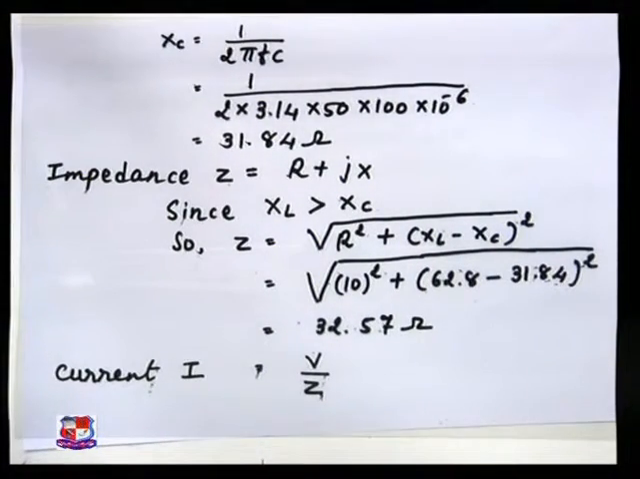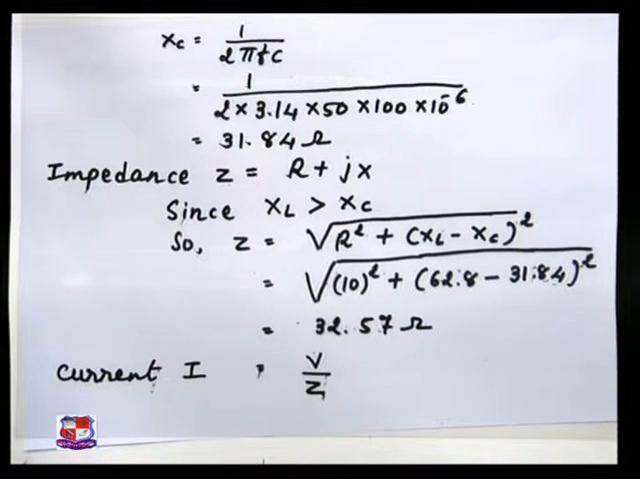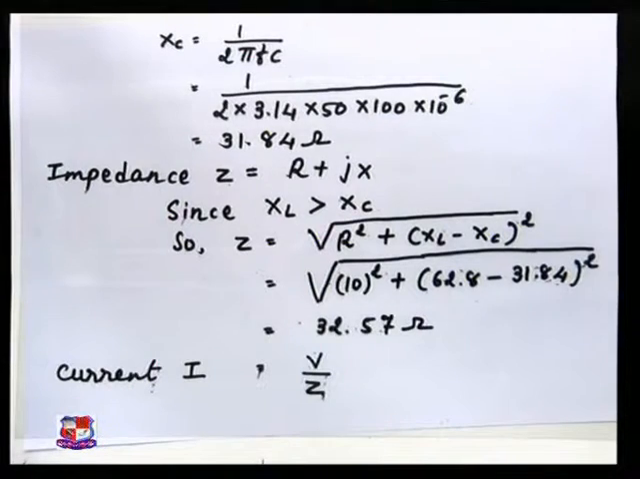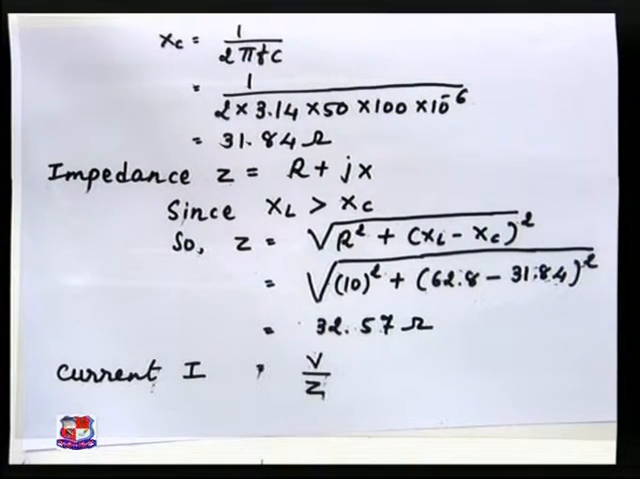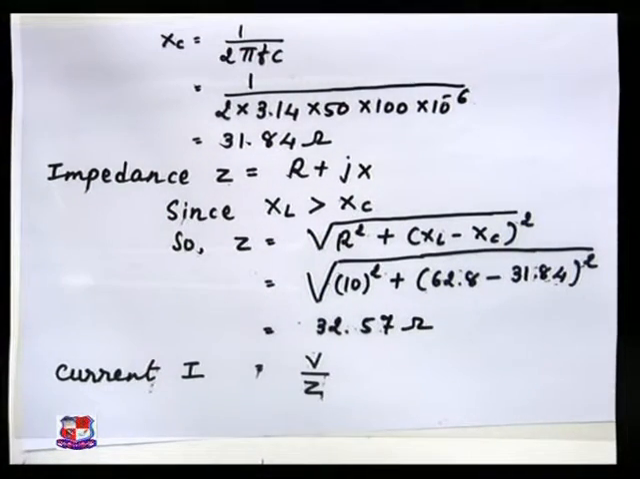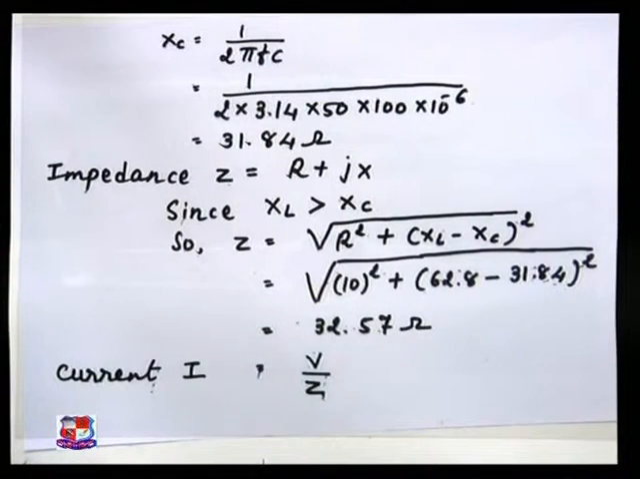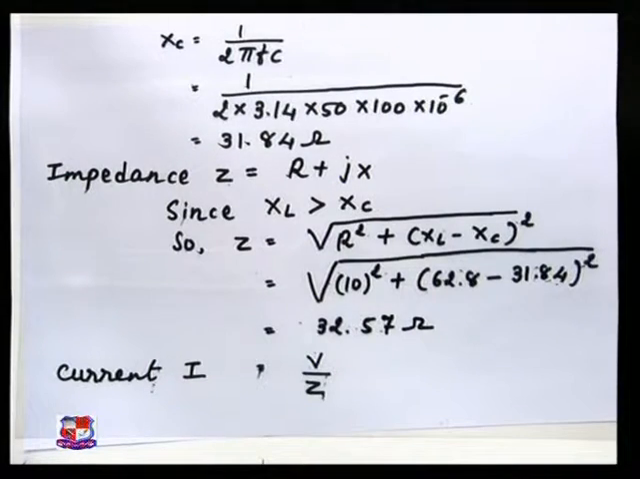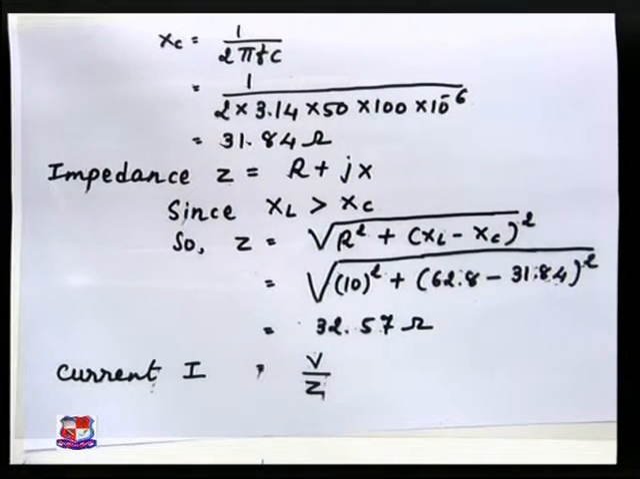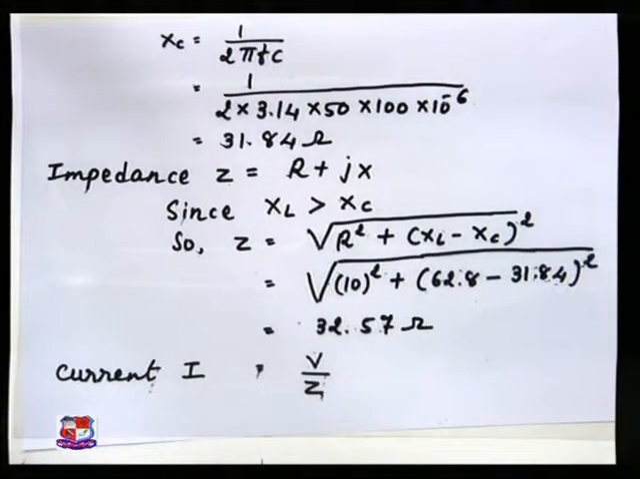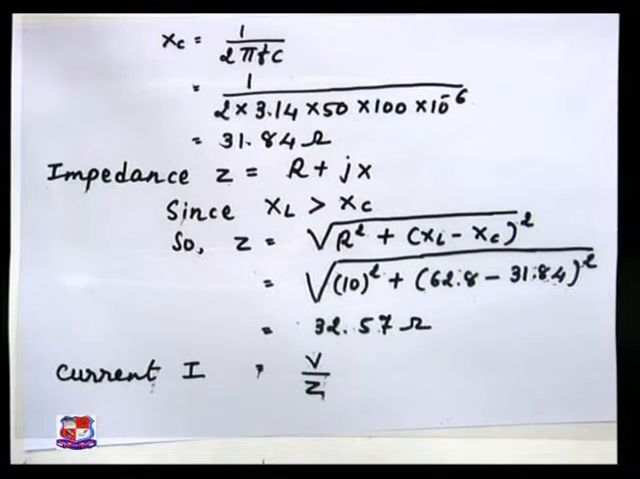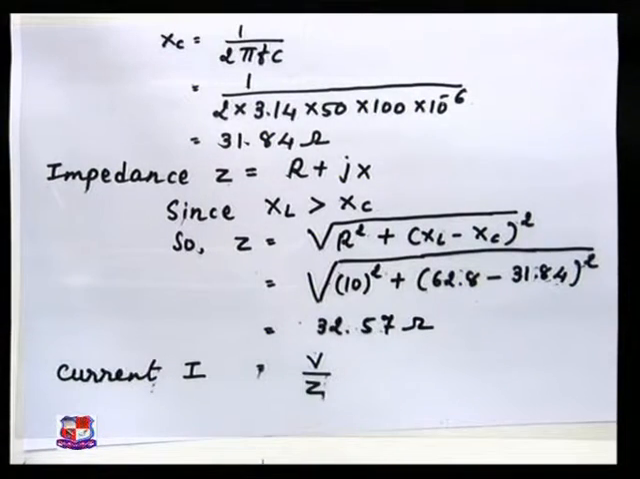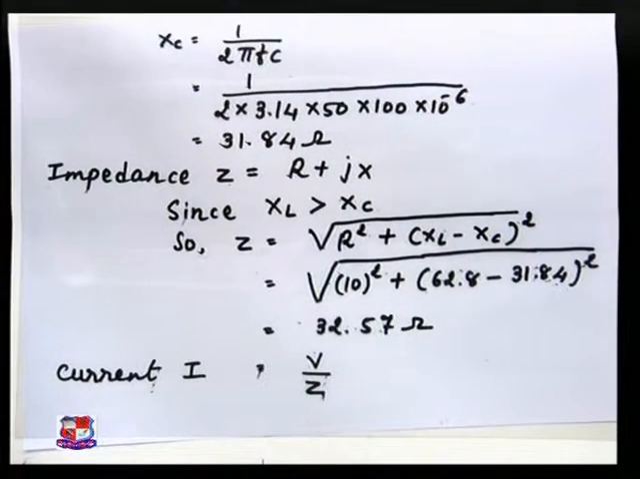Now you have to find the value of impedance. Impedance Z is equal to R plus jX, and X is the combination of XL and XC. Now in this particular example, XL is greater than XC. So it indicates it is an inductive circuit. So equation of Z is under root of R square plus XL minus XC whole square. If XC is greater than XL, then it is XC minus XL whole square. As it is an inductive circuit, XL is greater than XC, so your equation is XL minus XC whole square.